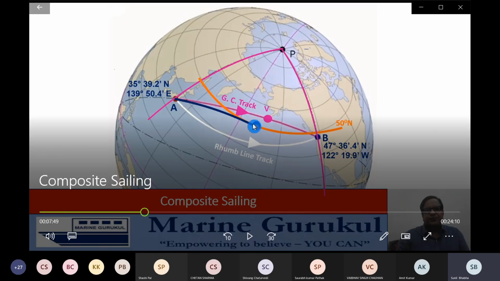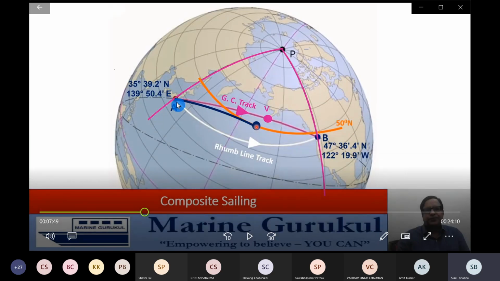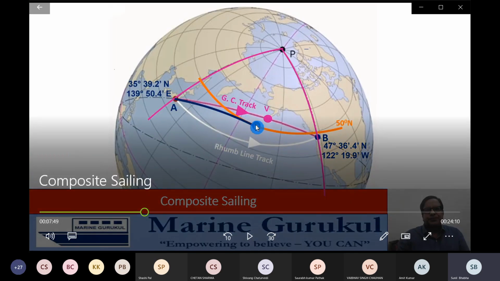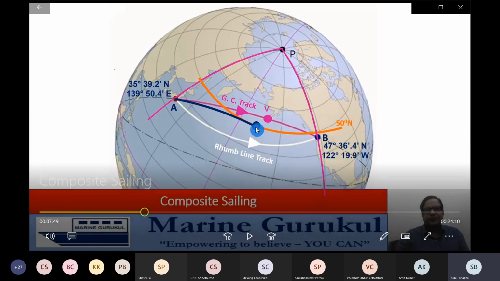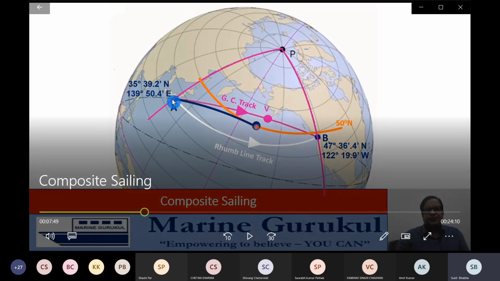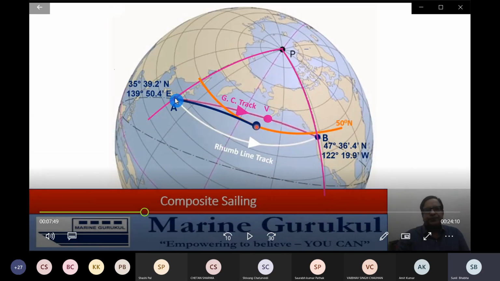Whatever track we follow should be passing from our starting position A. The ship is here, so obviously the track has to pass from position A, then only the ship can follow it. And the second condition is it should be such a great circle track whose vertex lies on our limiting latitude. Now you can pass an infinite number of great circle tracks from the starting position A. Any number of great circle tracks can pass through it. We are interested in that track whose vertex lies on our limiting latitude.